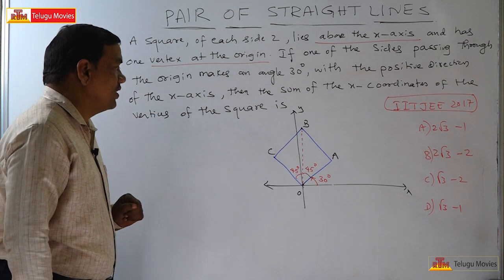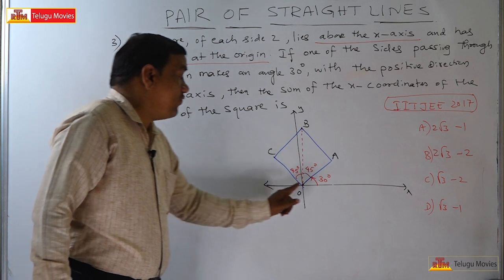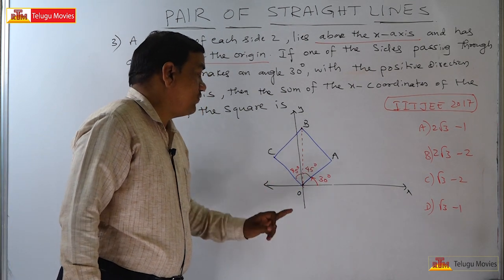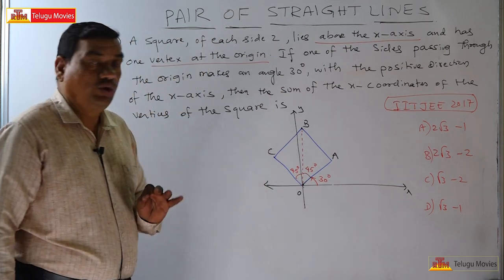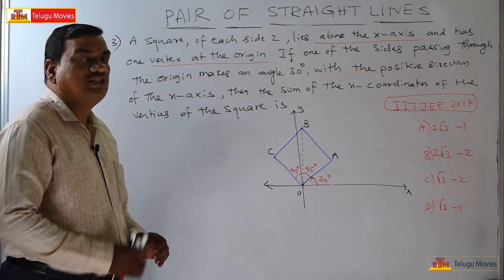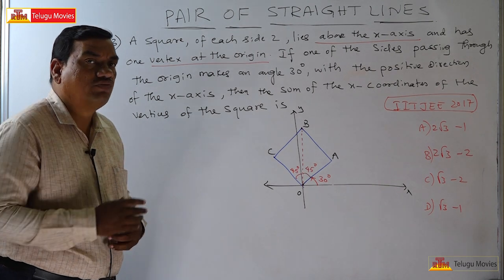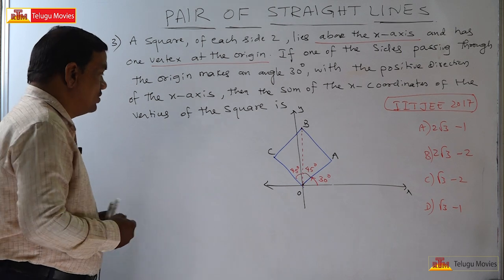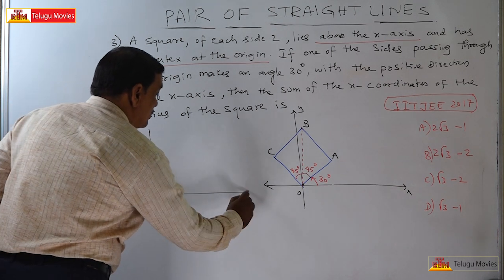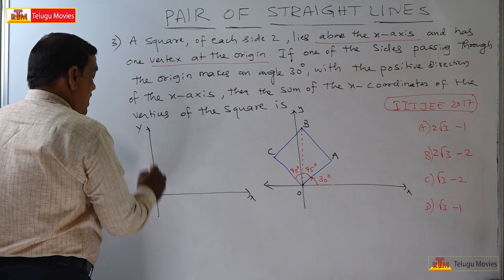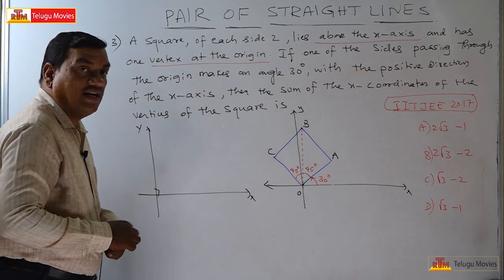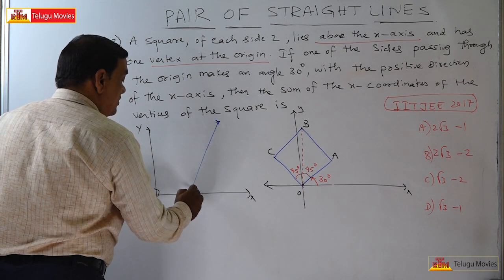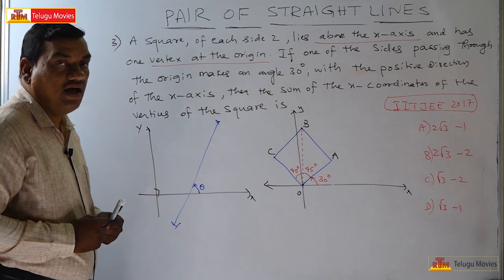Very clear. Now, the length of OA is 2. Now we will find the length of OB, and the length of OC is also 2. To solve this problem, we have to use one symmetric form. What is the symmetric form? Let me explain. Let us take the x-axis and y-axis, and take a line making an angle theta with the x-axis in the positive direction.